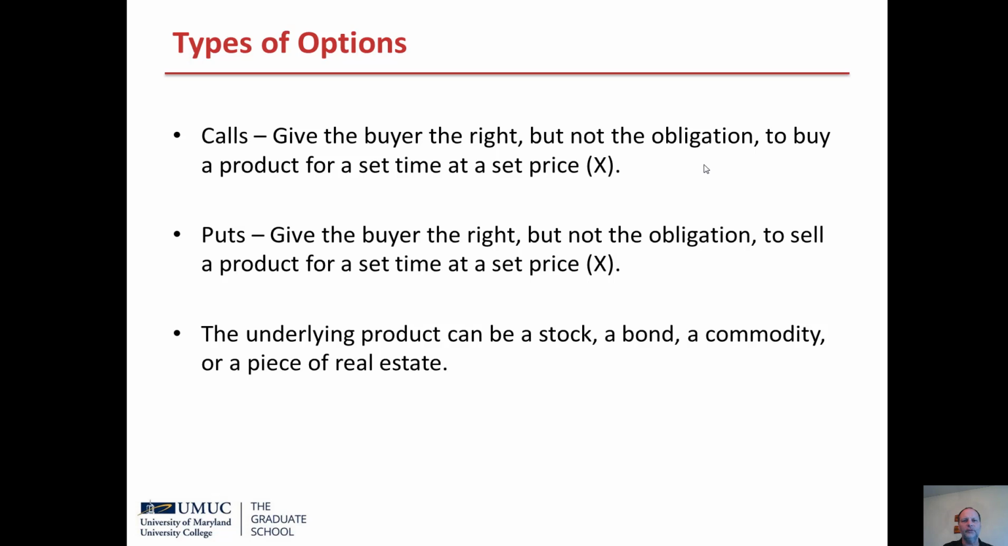If you sign a long future, you are obligated to buy. If you sign a short future, you are obligated to sell. Calls and puts are more like buying insurance products, and whoever creates and sells them to you, the short, is more like the insurance company. This underlying product can be a stock, a bond, a commodity, a piece of real estate, or many other items.